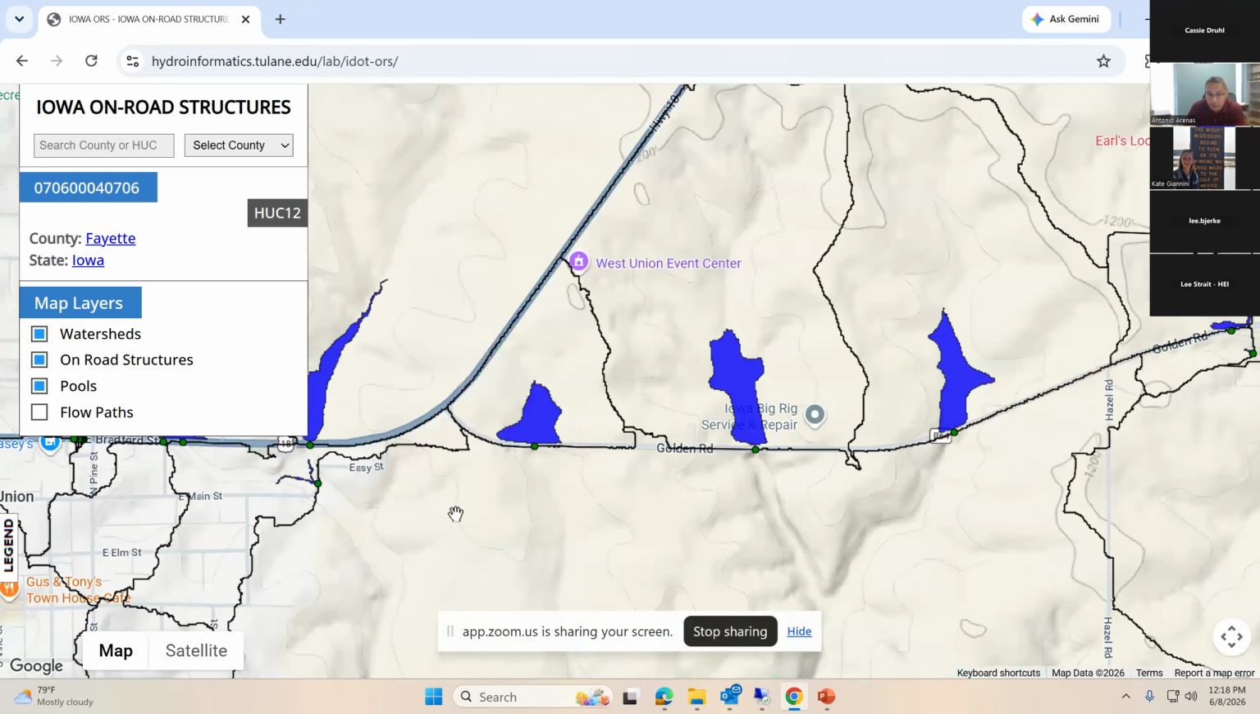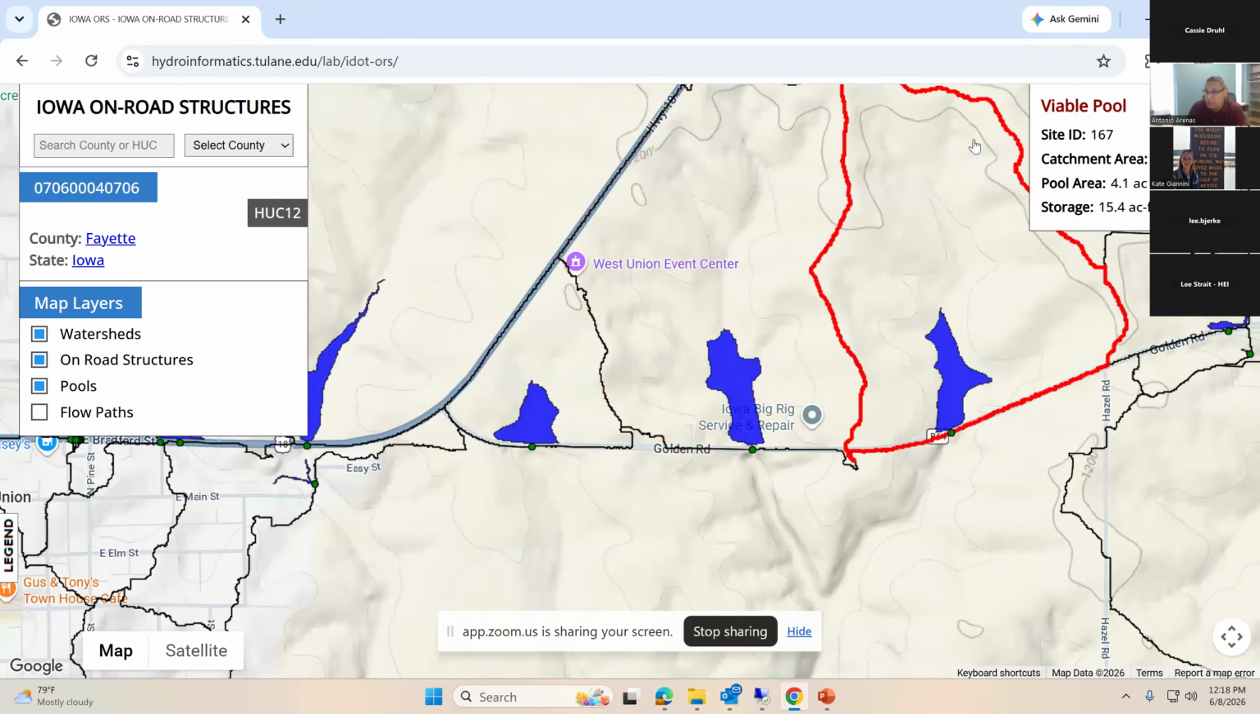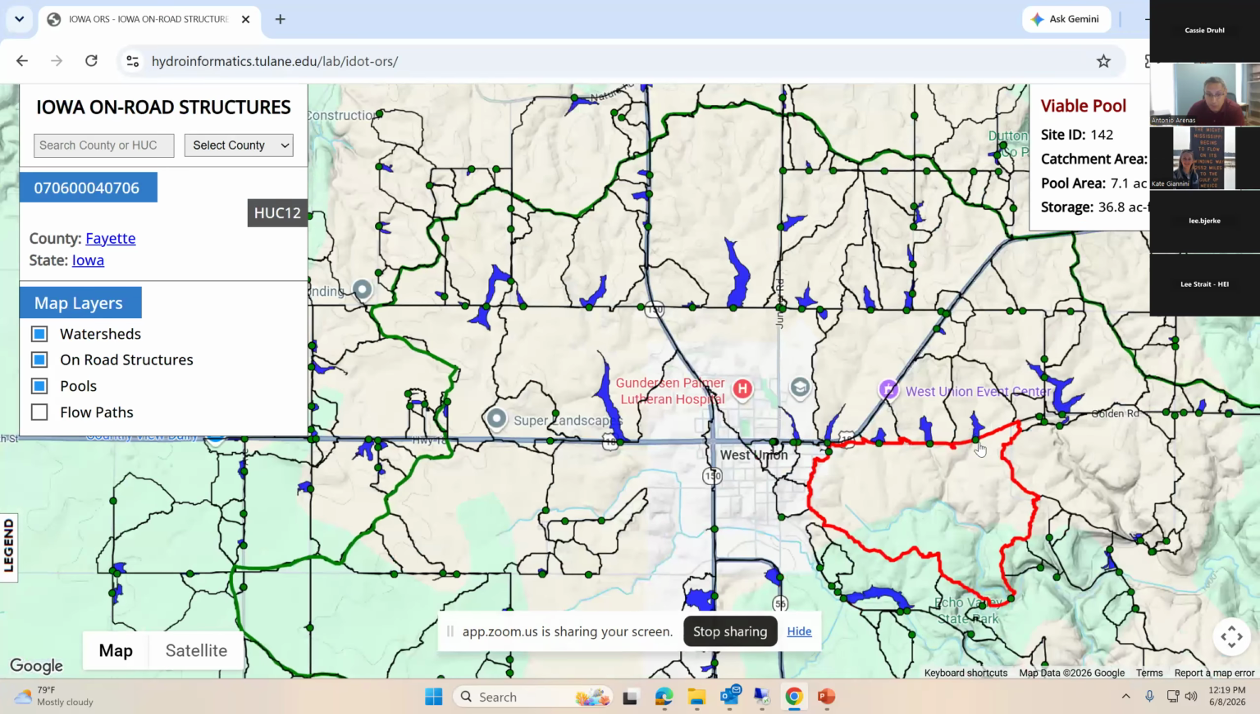And then if you go ahead and click on each one of the pools, you have some information about how large the area that drains to this particular on-road structure is, how large, 4.1 acres, the pool itself is. And in addition to that, you can find some information about how much volume, in this case, 15.4 acre feet of water can be stored if this particular location were to be transformed into an on-road structure. And of course, the same can be done for each one of the roughly 250,000 locations that were identified. So this is the information that is available for every single county and every single HUC 12 in the state.